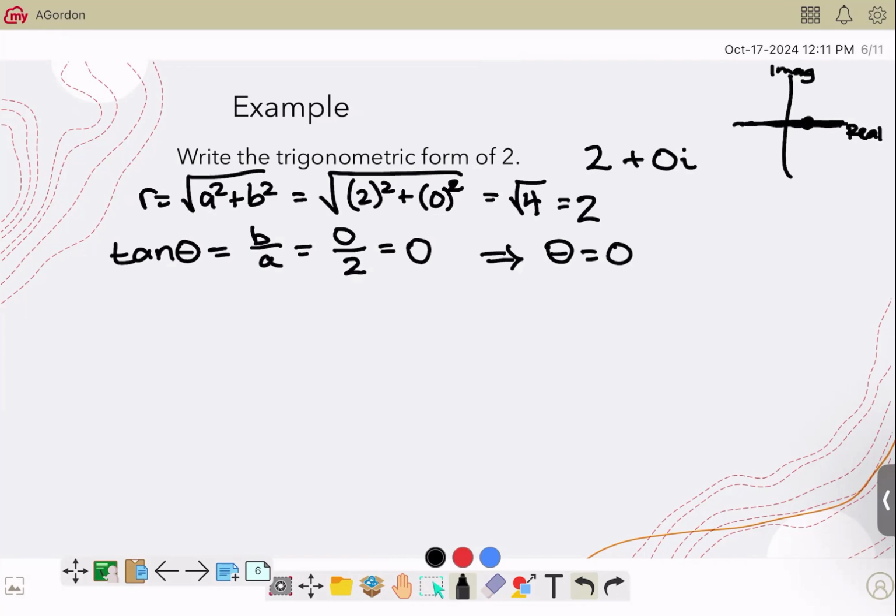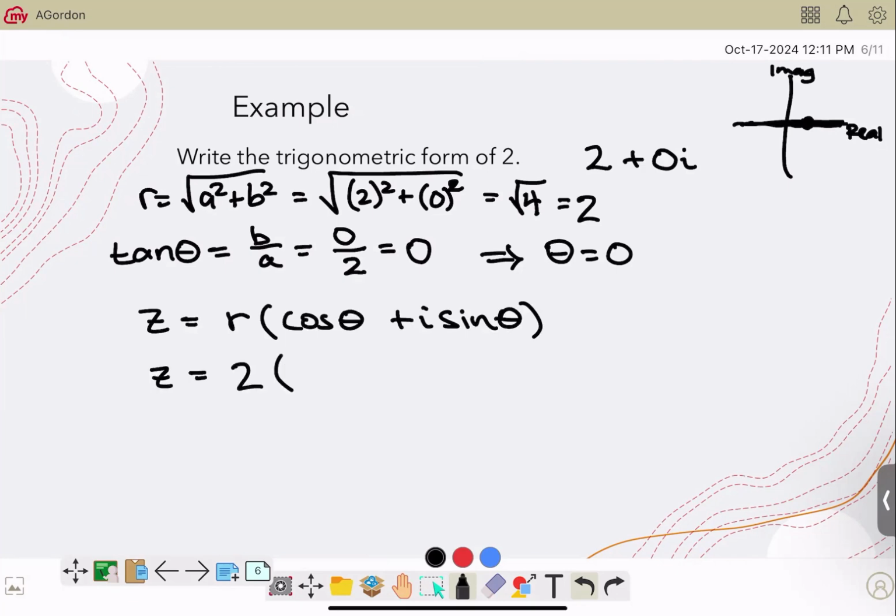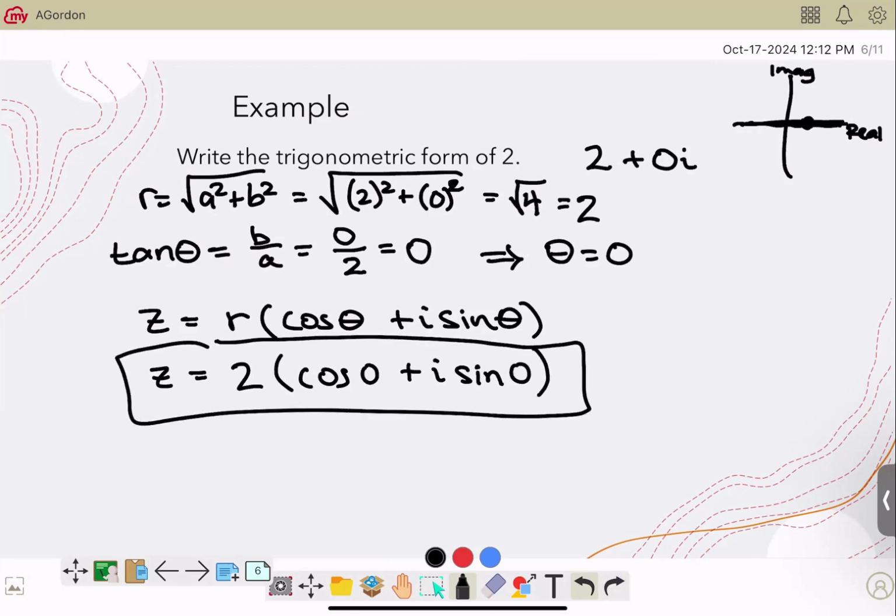All right, so I'm going to use r and theta to rewrite this in this form. So we've got 2 times cosine of 0, degrees or radians, plus i sine of 0. Right, and there's the trigonometric form of the number 2.